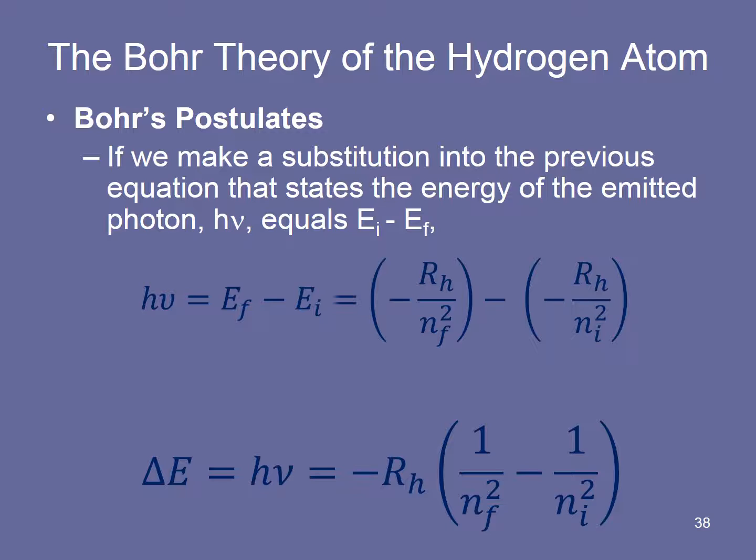And those n's, remember, are just integers: 1, 2, 3, 4. So if we're going from the third level to the first level, then the final would be 1 and the initial would be 3. If we're going from the 6th level to the 2nd level, then the final would be 2 and the initial would be 6. If we're going the opposite direction, from 2 up to 6, we'll be absorbing energy, and final would be 6 and initial would be 2. So we're going to do a few examples in just a second.